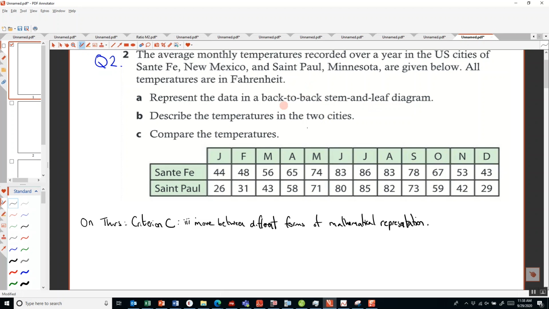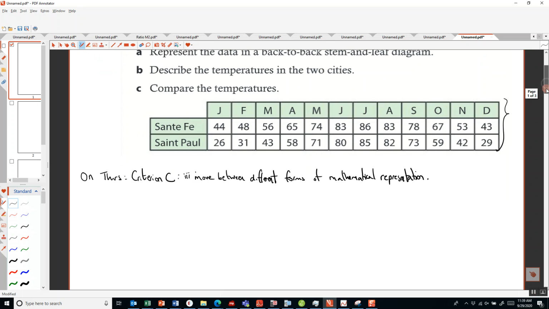So, for example, this is a question where we have to move between different forms of mathematical representation because we're starting off with a table and we have to put it into a stem and leaf diagram. Okay, so we're moving between different forms of mathematical representation. And on Thursday, you will have to do something like that. It'll be very similar to this type of question. So let's have a go at this. We need to represent this in a stem and leaf diagram.